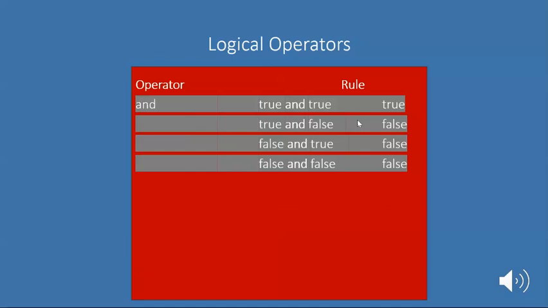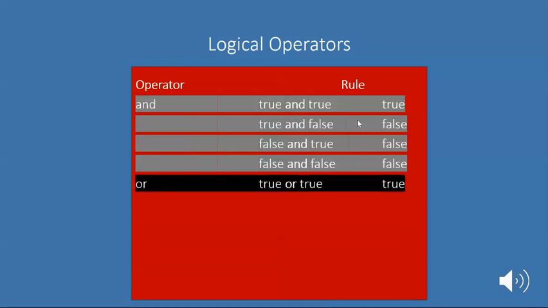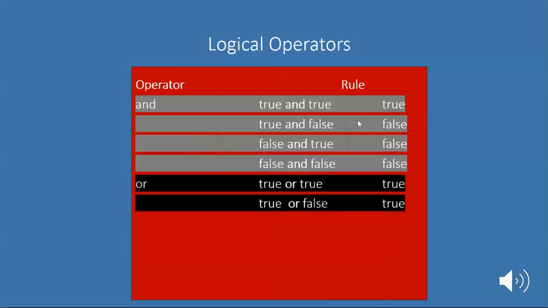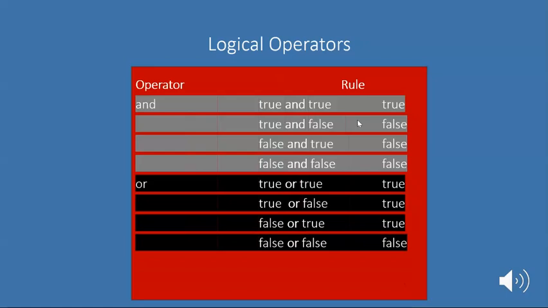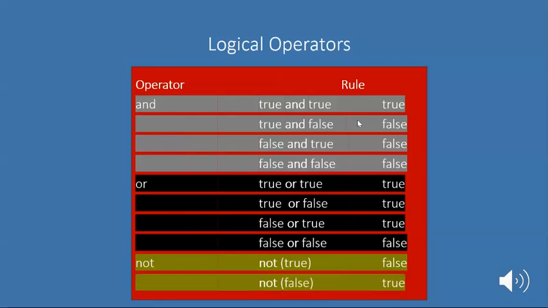For AND, the rules are: true and true is true, true and false is false, false and true is false, false and false is false. The rule for OR is: true or true is true, true or false is true, false or true is true, false or false is false. The rule for NOT is: not true is false, not false is true.